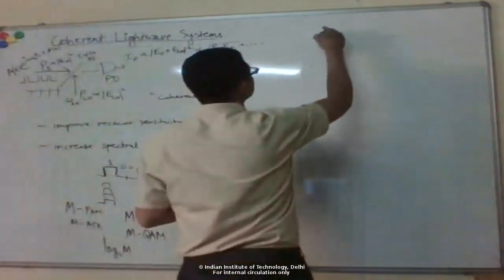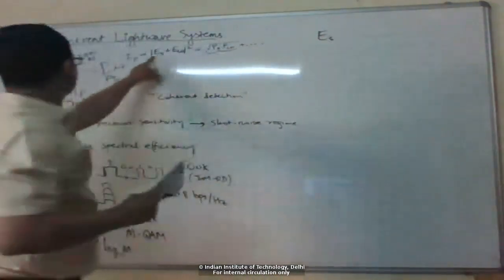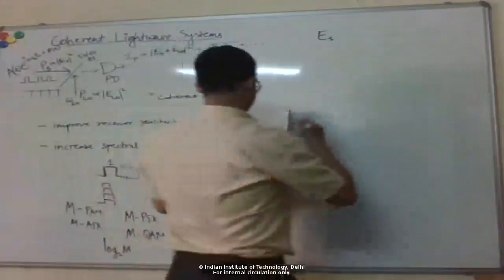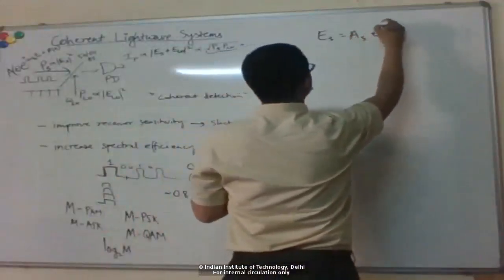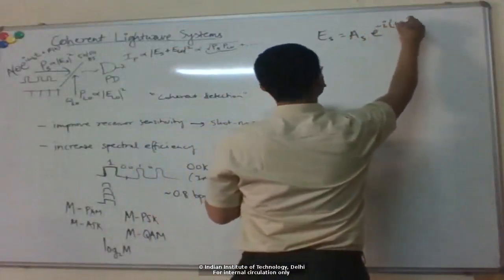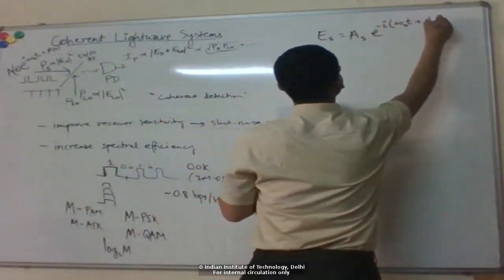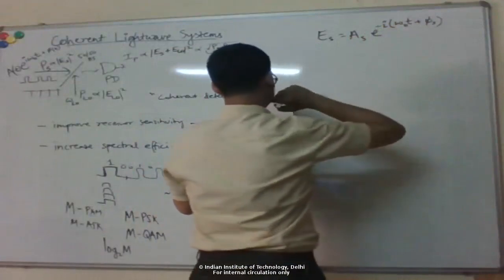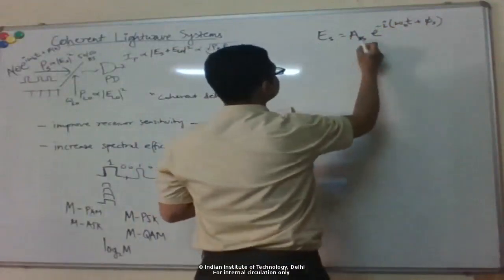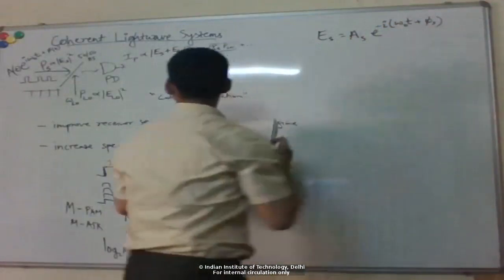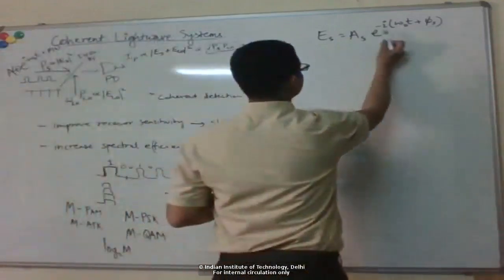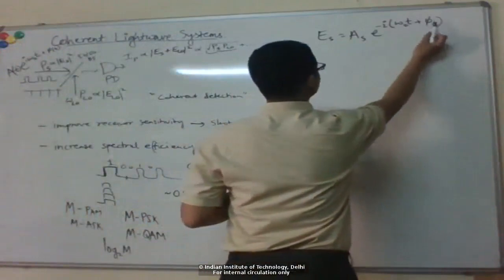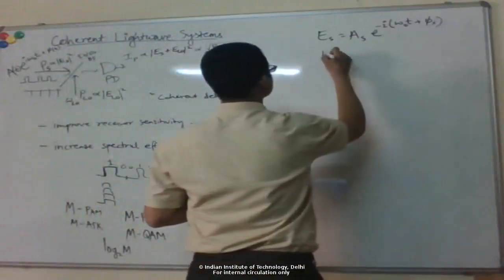Okay, so the electric field of my incoming signal, I can write as an amplitude times carrier frequency and the phase. Again, each of these could be a function of time, depending on how I'm encoding my bits. This could be A of t, or this could be omega of t or phi of t.